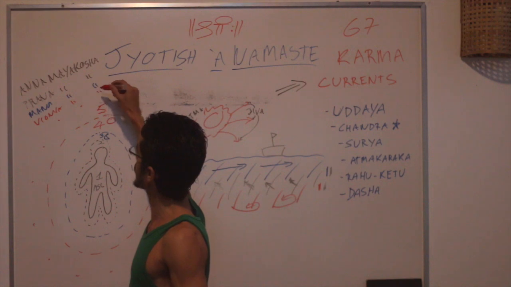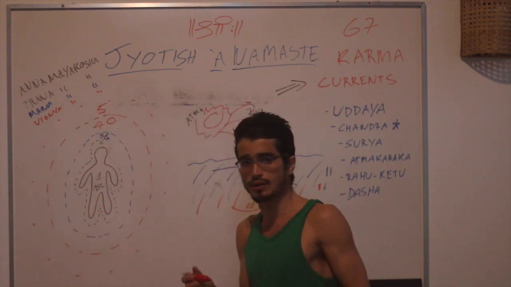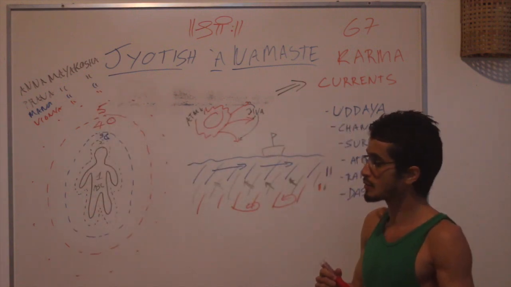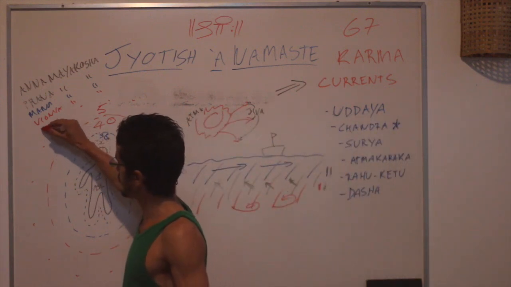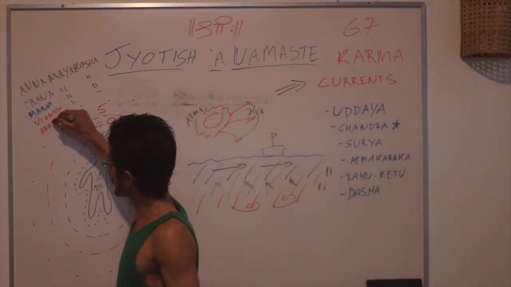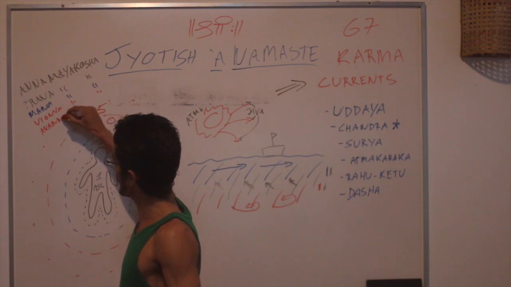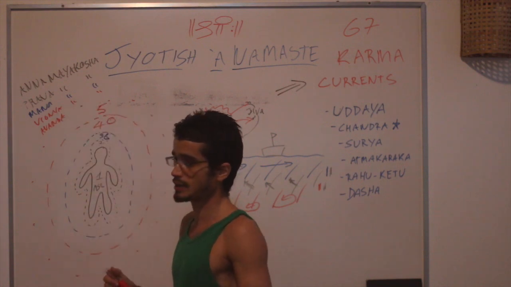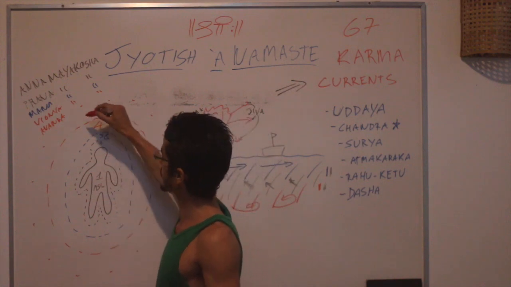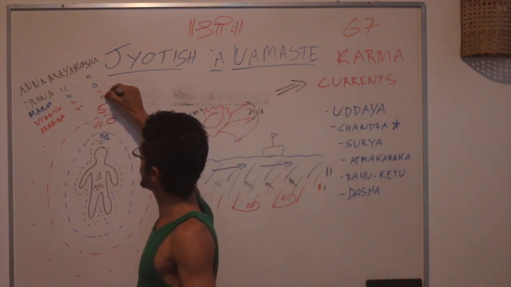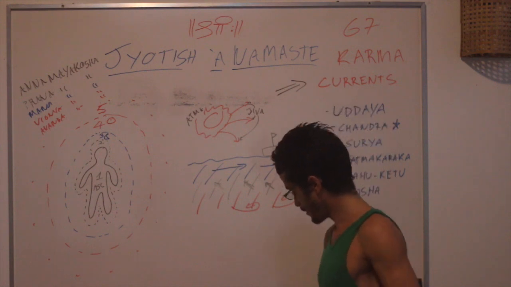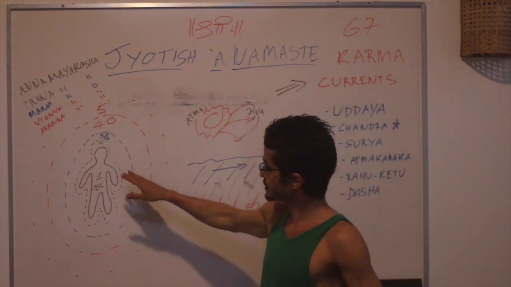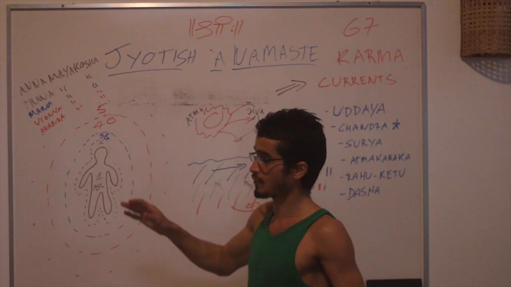Vijnana is related to our buddhi, to our intellect, to our capacity of discrimination. And the fifth layer is called Anandamaya Kosha, that is related to our bliss self. It's related to our capacity to experience divine existence. So, here we have first, second, third, fourth, and fifth layers.